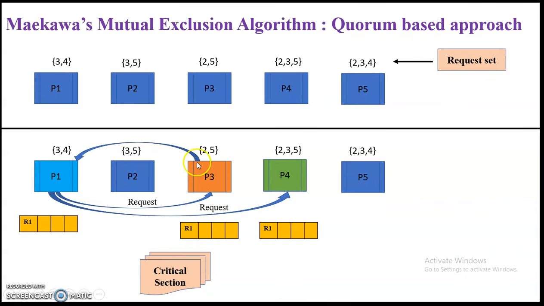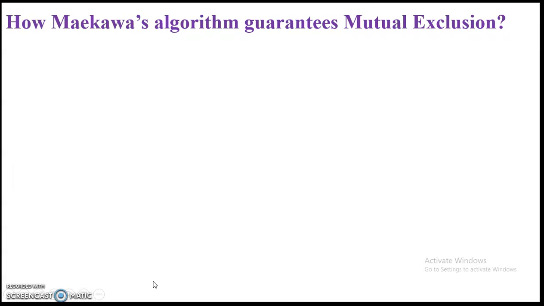Now P3 sends a reply, and even P4 also sends a reply saying that the flag is true. That means you can enter into the critical section. So now P1 enters into the critical section.